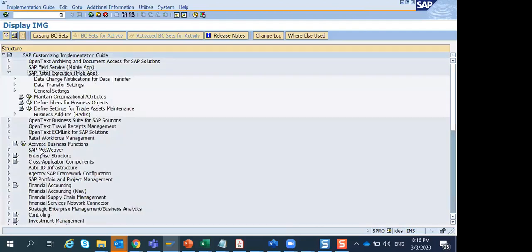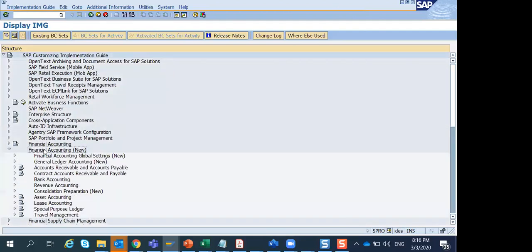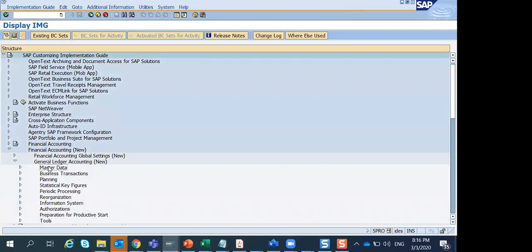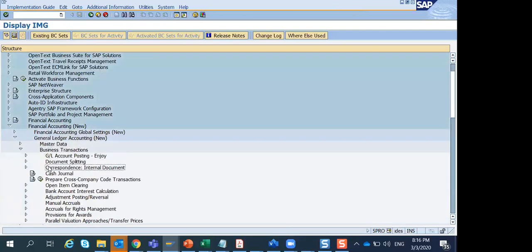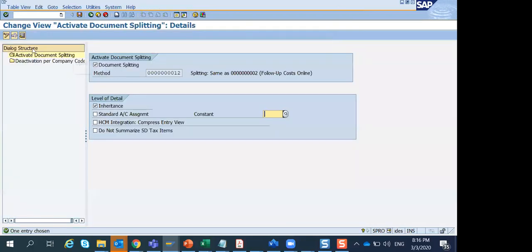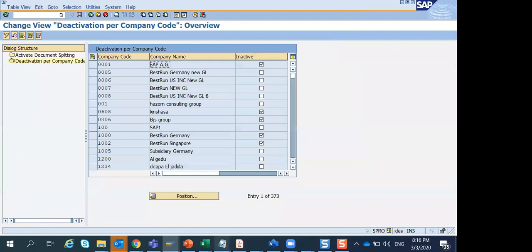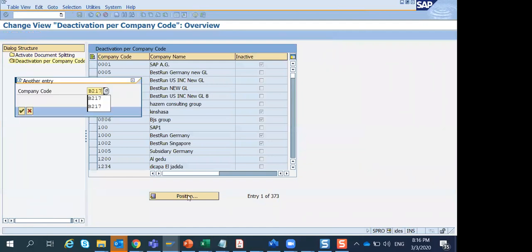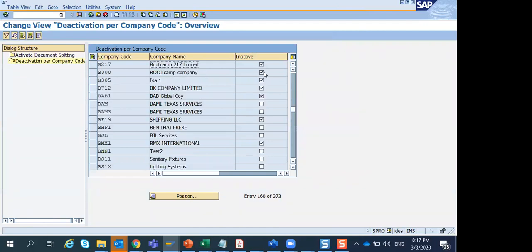So I'm going to come here. It's right here: General Ledger Accounting (New), Business Transaction. I'm going to carry on with document splitting. Under splitting here, I'm going to activate it. Click activate, and under deactivation, find our company code V217, and I'm going to make sure it's active. Save. Now I'm going to do it again.